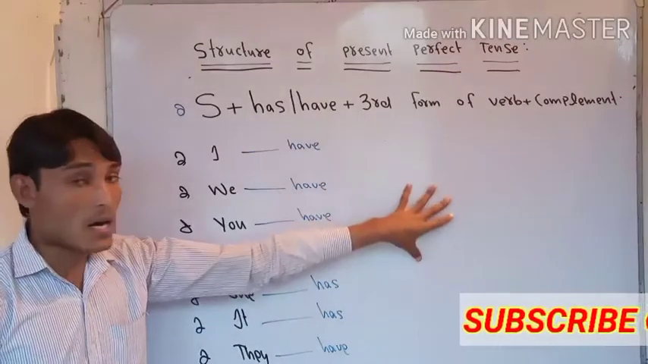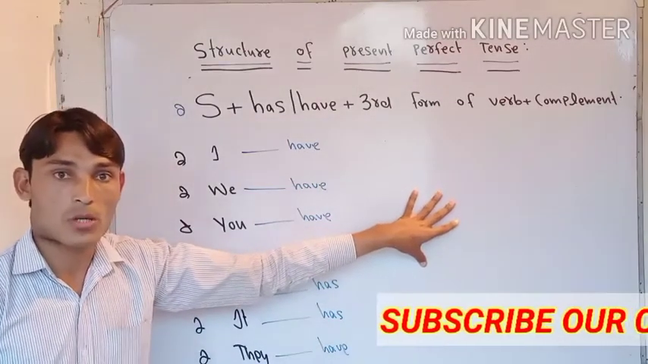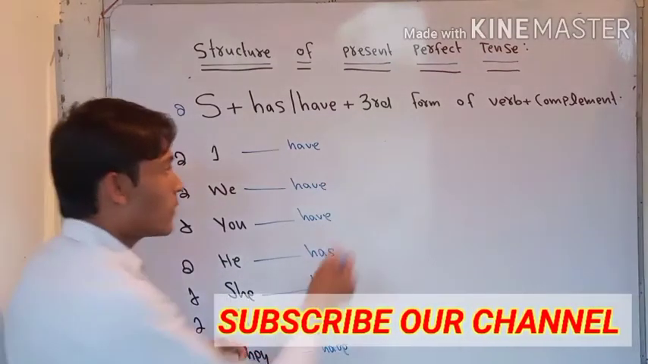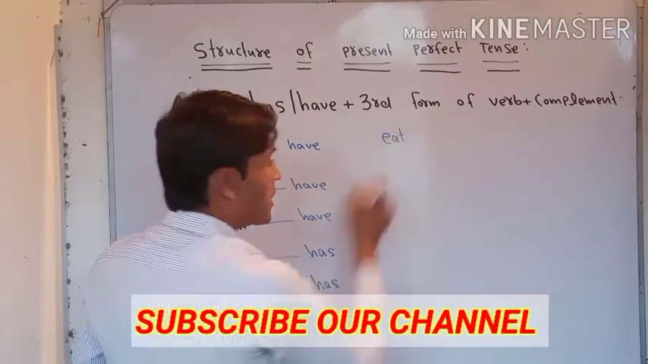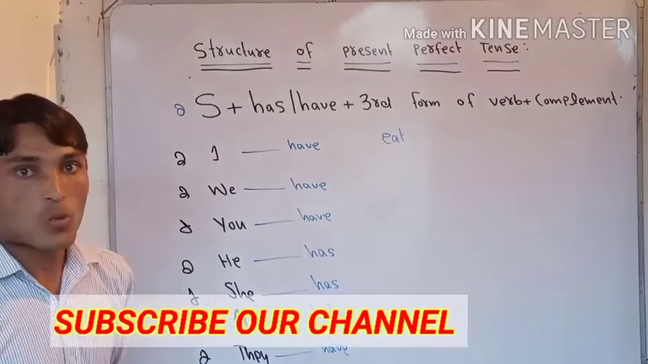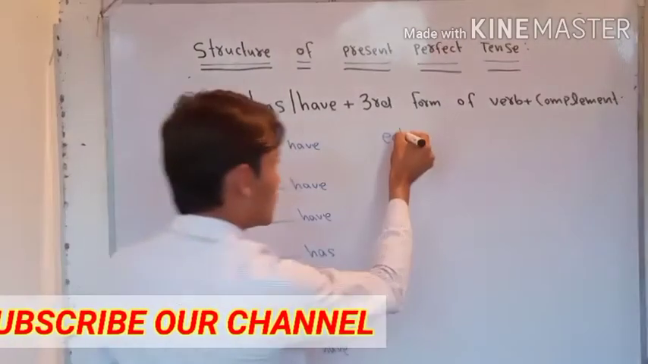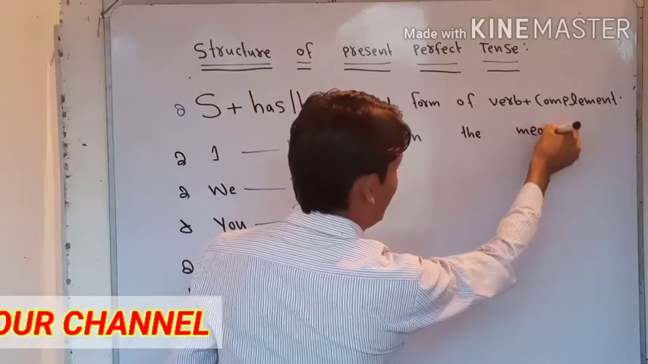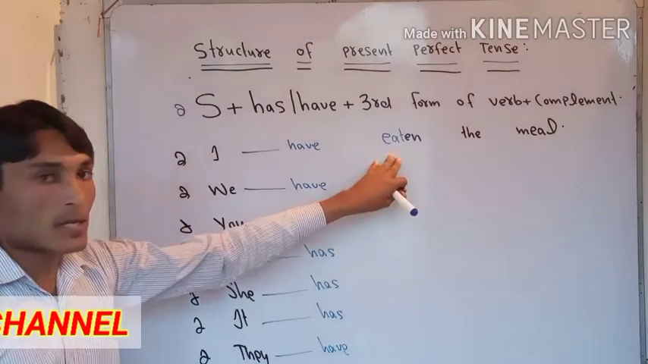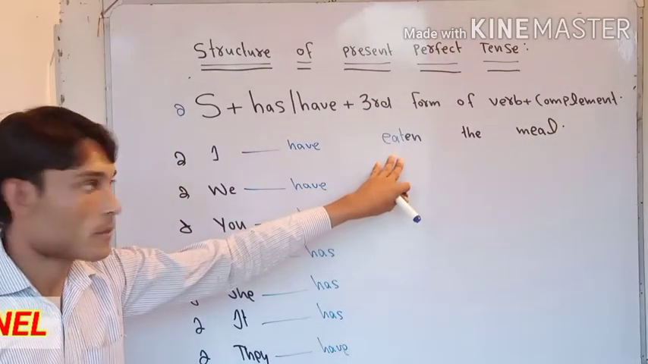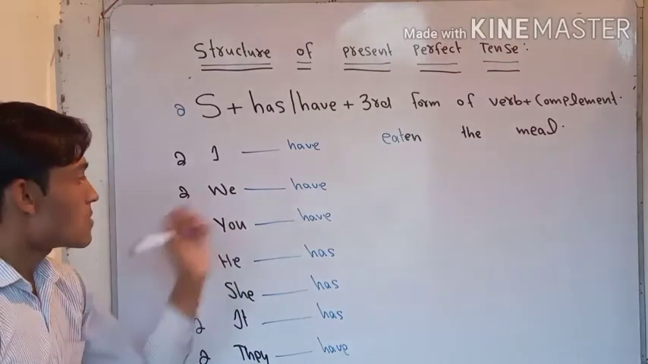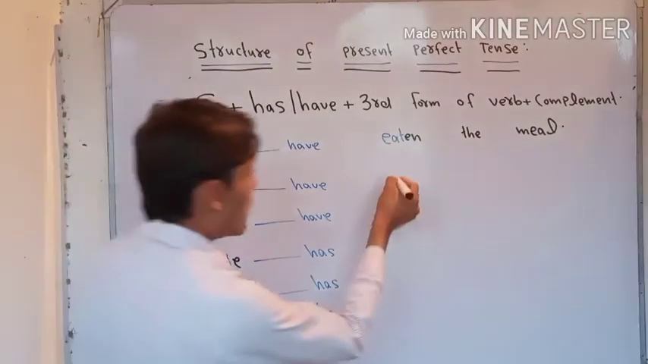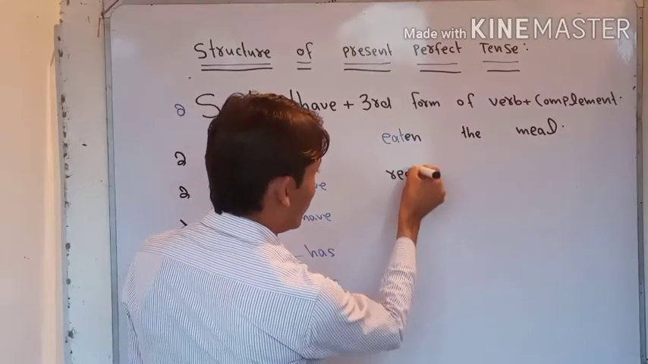Now these are all followed by the third form of verb, which is also called the past participle form. So let's add a verb to get a complete sentence. I have eaten. Eat is the first form, ate is the second form, and eaten is the third form. I have eaten what? The meal. So in this case we add the past participle form, which is also called the third form of verb. Now if we talk about we, it is plural, so we can say we have read a book.